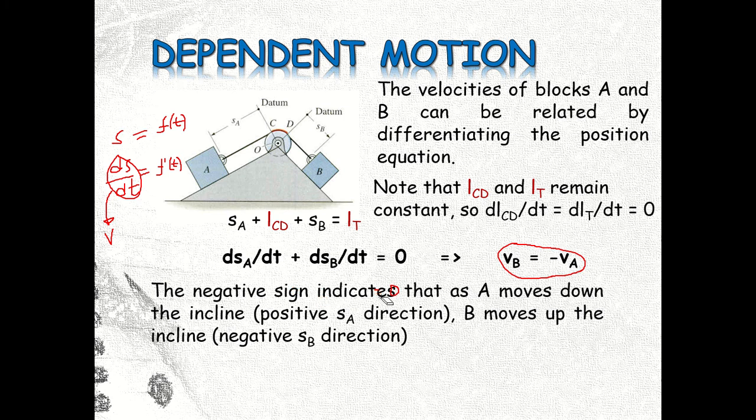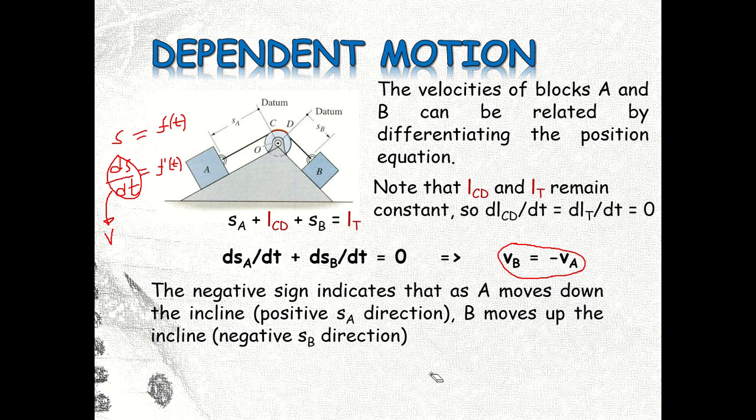It indicates that as A moves down, B moves up the incline. In this case, the negative sign indicates that as A moves down the incline, meaning positive is the direction of A moving down, B moves up the incline. Moving up is the negative direction.